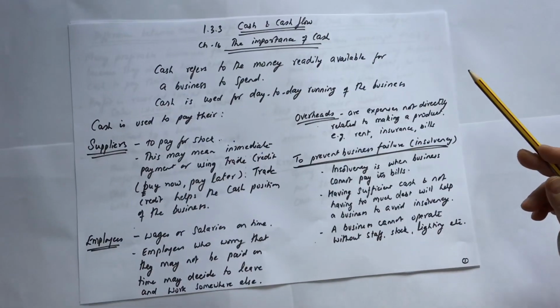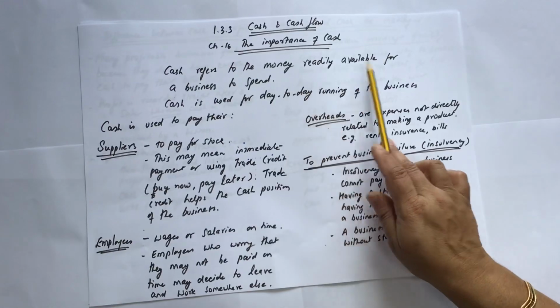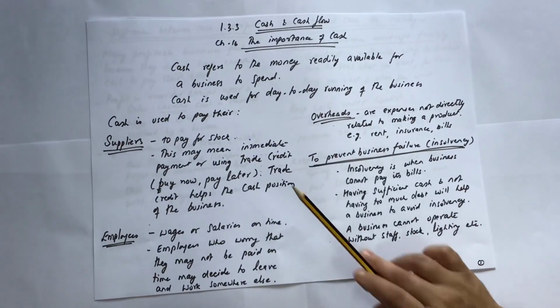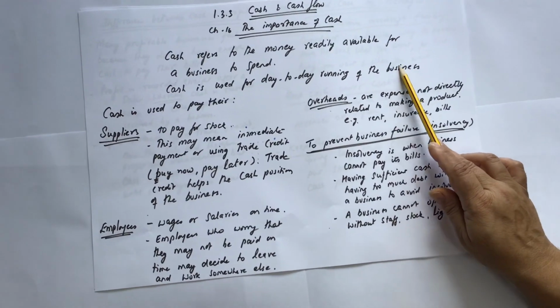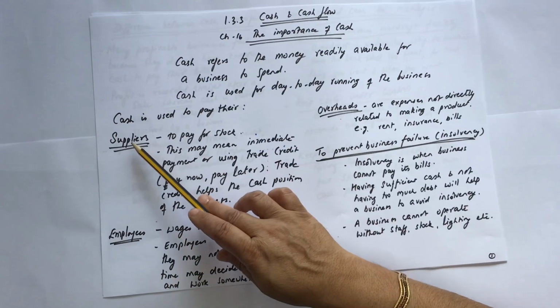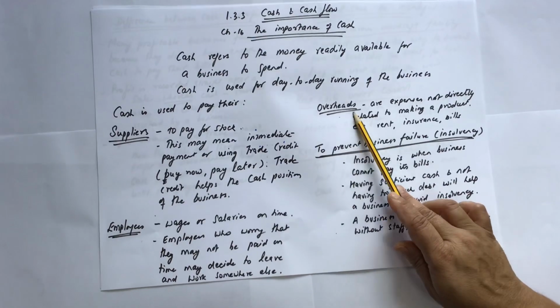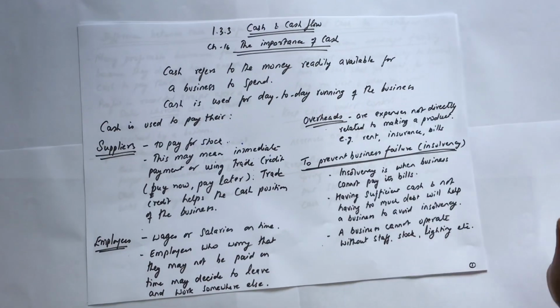Cash is very important for the business. It refers to the money readily available for a business to spend. It's basically used for day-to-day running of a business. So if you have a question, what is cash used for? It's used for paying suppliers, employees, and overheads. Never say for expansion, etc.